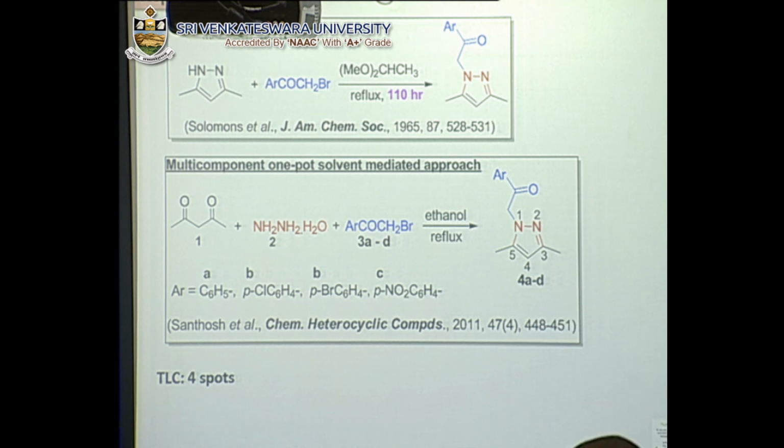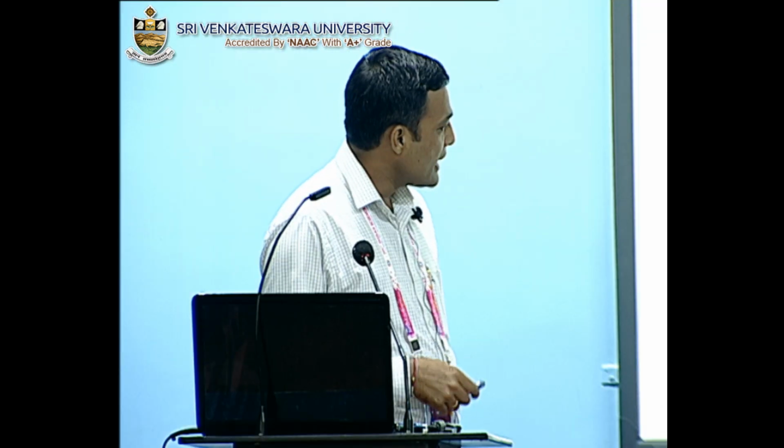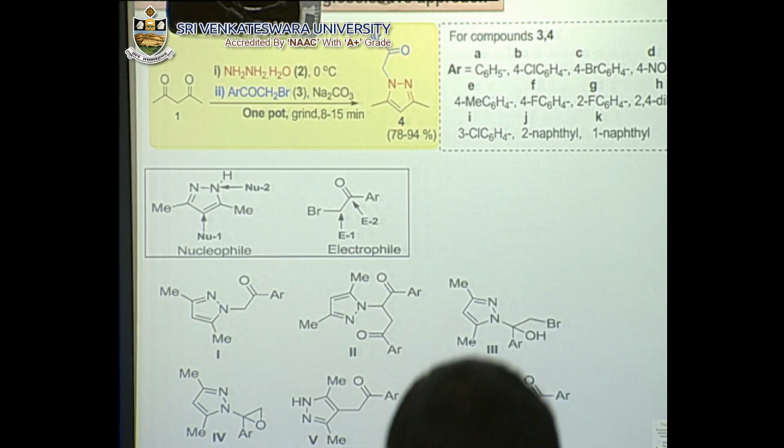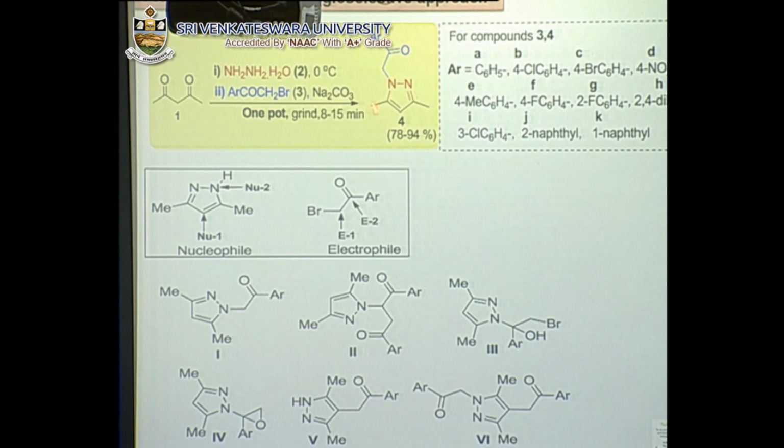But unfortunately, when we performed the reaction, we obtained 4 spots in TLC in this case. So we explored the conditions, and finally we synthesized the compound exclusively by selecting this approach. Here first we added this hydrazine to this beta-diketone, then in the same pot we added this phenacyl bromide in the presence of sodium carbonate, and the reaction takes only 8 to 15 minutes to complete.